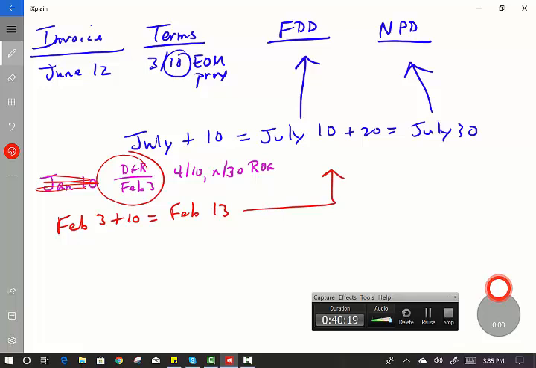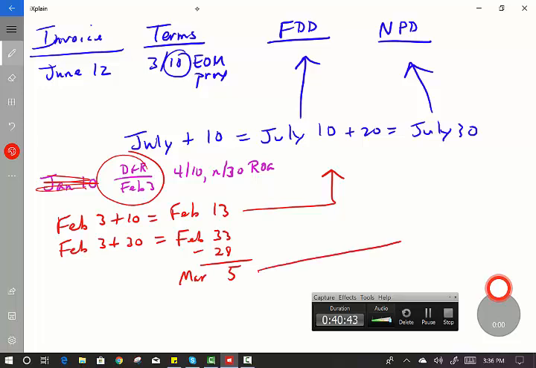Since there is a net date that the payment is due, I'll start with February 3rd again and add 30 days, and that equals February the 33rd, which does not exist. I'm going to subtract 28 days out of February, which will give us 5 days in March. So March the 5th is the net payment date.